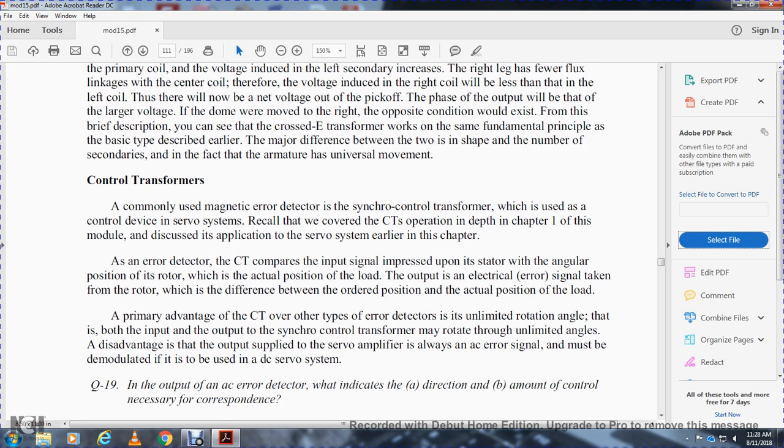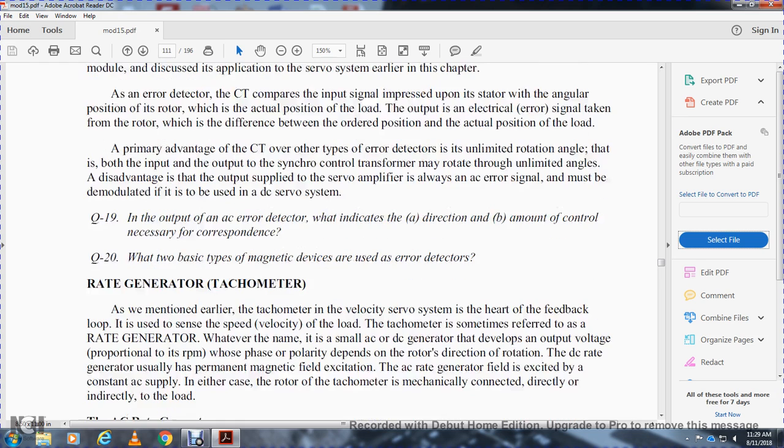The primary advantage of the control transformer over the error detector is the limited rotation angle, and both the input and output synchro control transformer rotate with unlimited angle. The disadvantage is that the output signal supplied to the servo amplifiers, the error signal, must be demodulated if it is to be used with a DC servo.